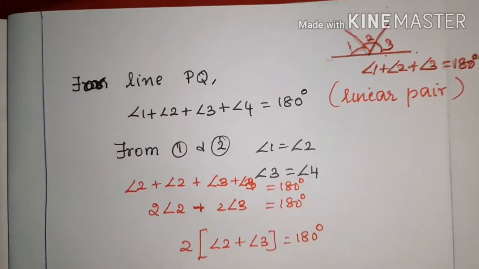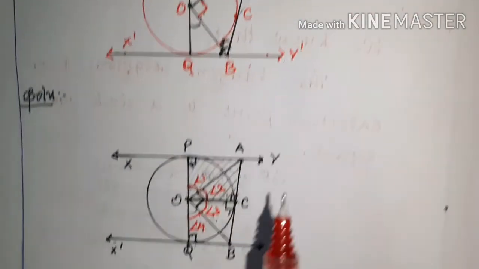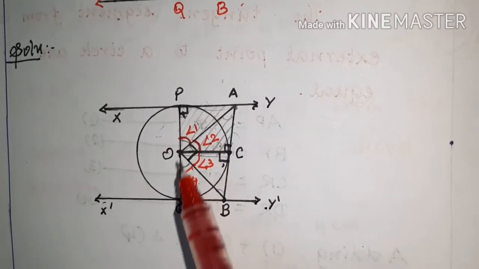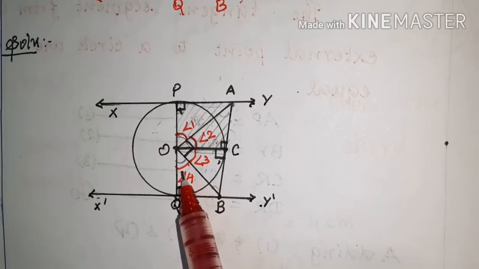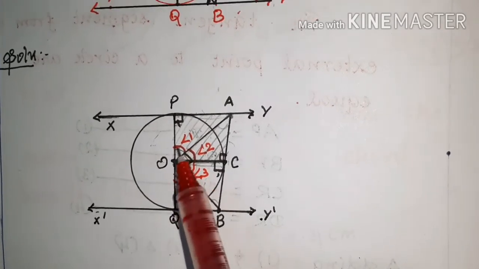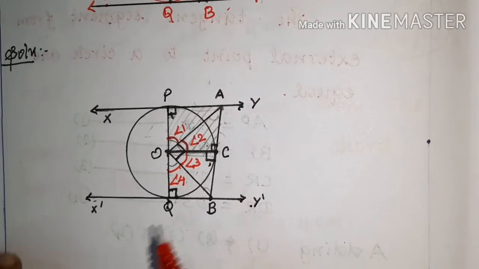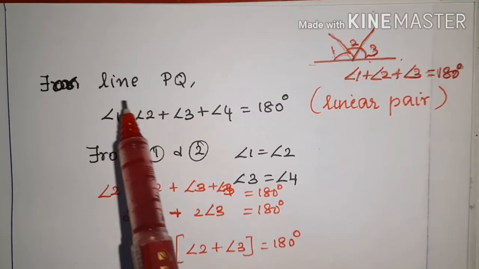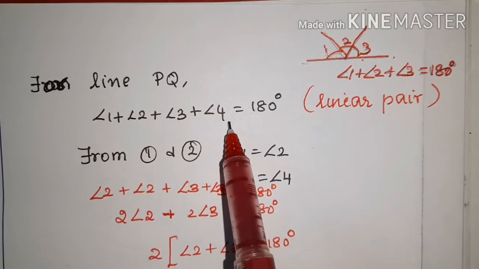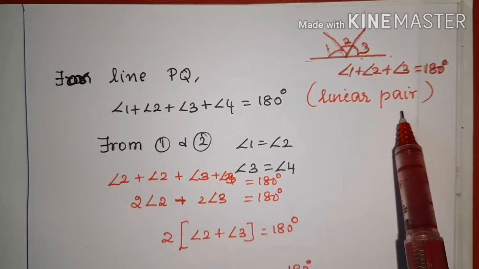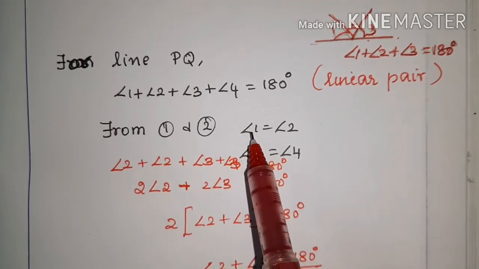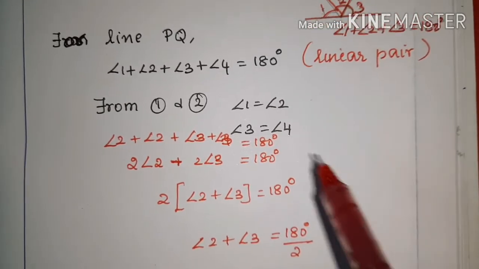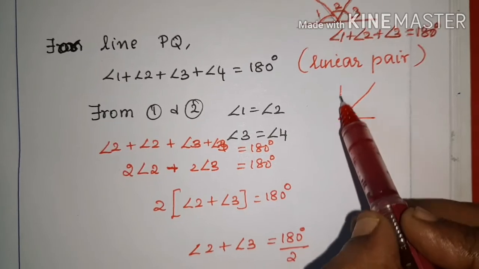Just now what we have said is that the triangles are congruent. So these two angles are equal, likewise these two angles are equal. So when you add all these four angles, by the linear pair theorem, the total is equal to 180 degrees. So for the line PQ, when you add all the four angles, it is equal to 180 degrees by linear pair. Now from 1 and 2, you have angle 1 and 2 equal and angle 3 and 4 equal.